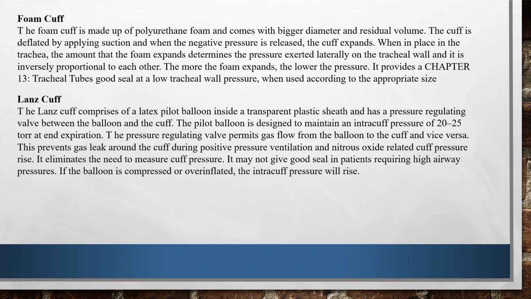Next is the foam cuff or lens cuff. The foam cuff is a kind of cuff that is made up of polyurethane foam and comes with a bigger diameter and residual volume. This cuff is deflated. We can deflate it by using suction, and when the negative pressure is released, the cuff expands. When in place in the trachea, the amount of foam that expands determines the pressure.